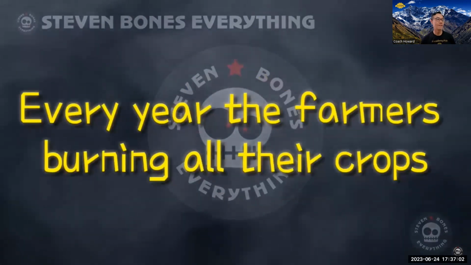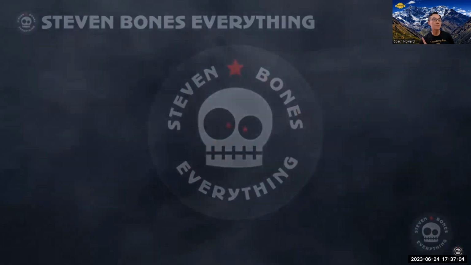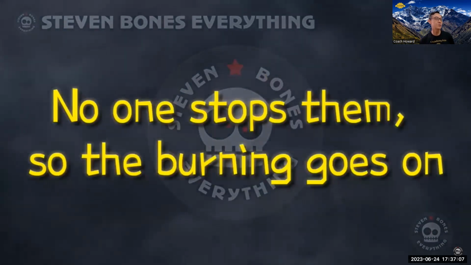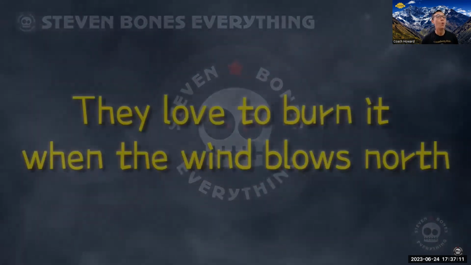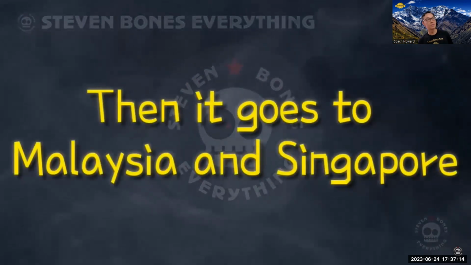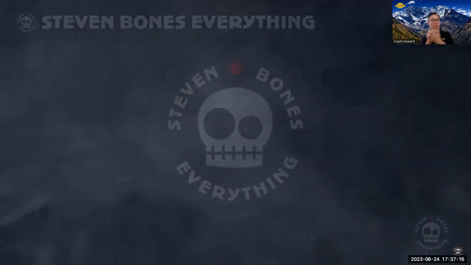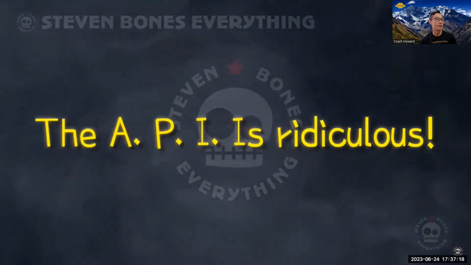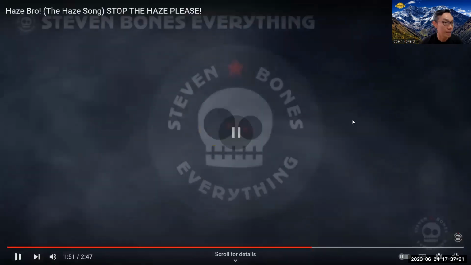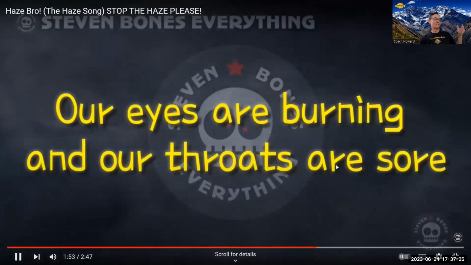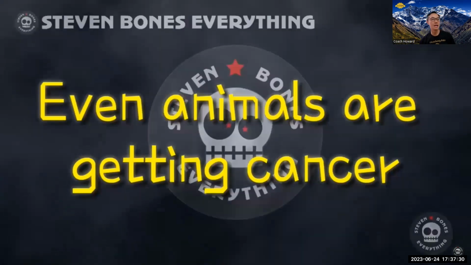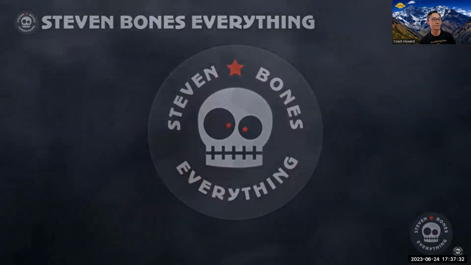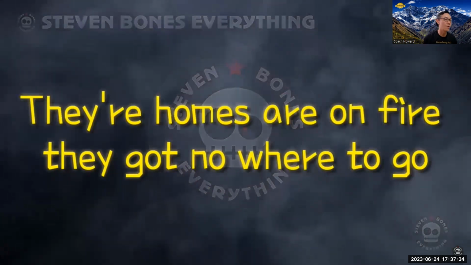Every year their farmers burning all their crops. No one stops them, so the burning goes on. They love to burn it when the wind blows north. Then it goes to Malaysia and Singapore. The API is ridiculous. API is Air Pollution Index. Our eyes are burning and our throats are sore. Even animals are getting cancer. Their homes are on fire, they got nowhere to go.